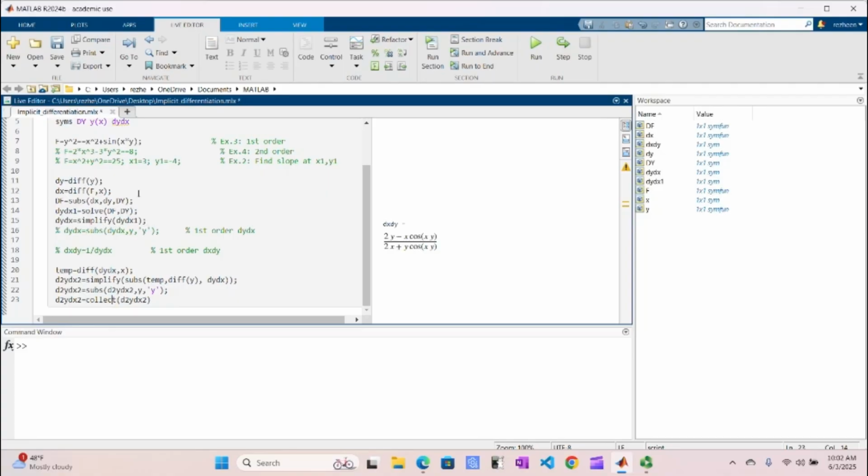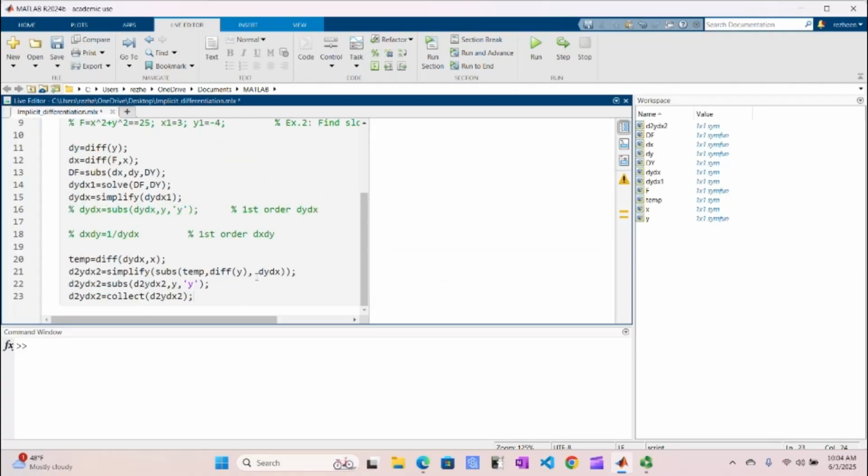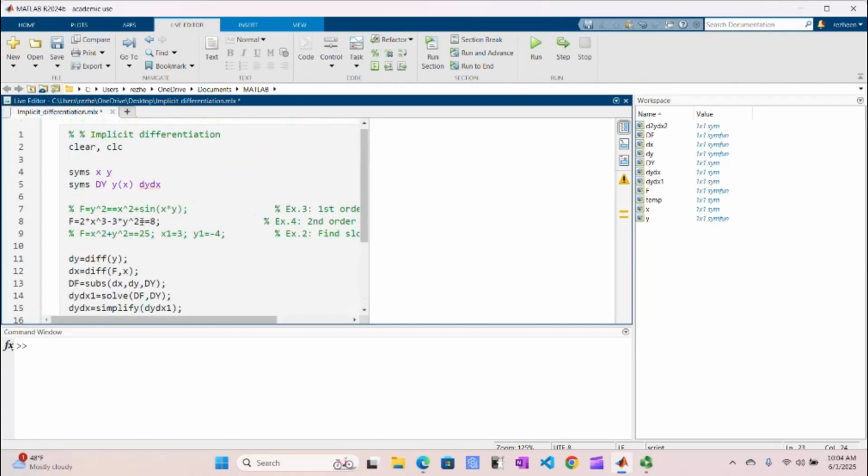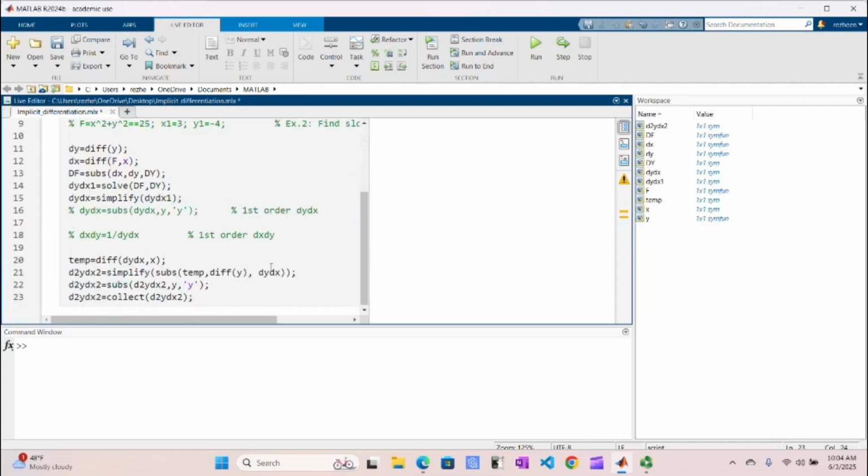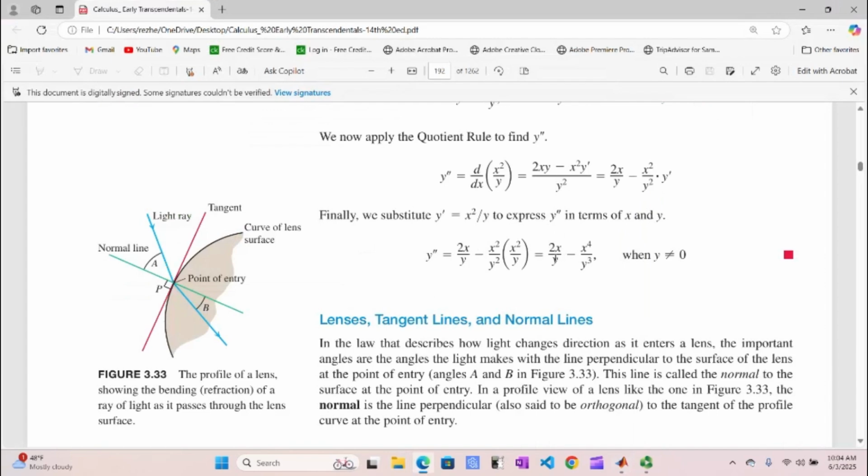All right, so let's go ahead and uncomment. So comment this example and look at example 4. Sorry, so I uncommented the wrong code. I'm supposed to uncomment example 4: F equals 2x cubed minus 3y squared equals 8. And when I remove that semicolon and run it, we get minus 1 over y cubed x to the 4th plus 2 over y times x. And this is what the book also gets: 2x over y minus x to the 4th y cubed.